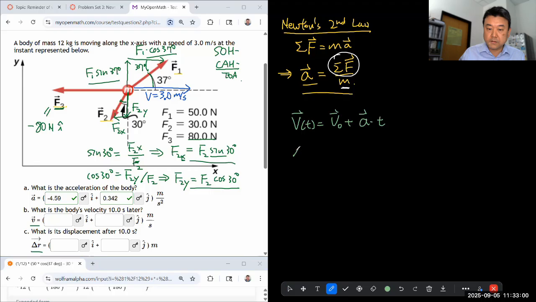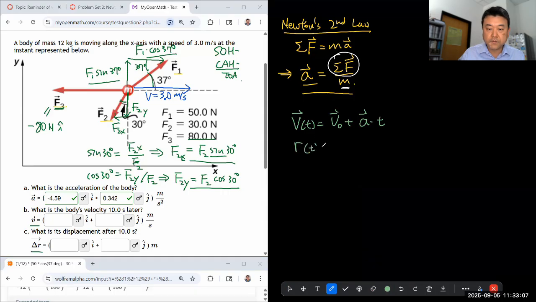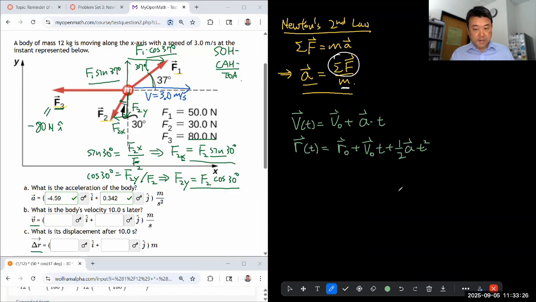And your final, let me use the letter that the question is using, your position as a function of time is your initial position plus the portion that's attributable to initial velocity plus 1/2 the portion that's attributable to acceleration, and this is technically a vector expression. Oops, square, t square. So that's all it's asking you to do. So they gave us the initial velocity. I guess this is why they gave us the initial velocity. So we'll just write this out.